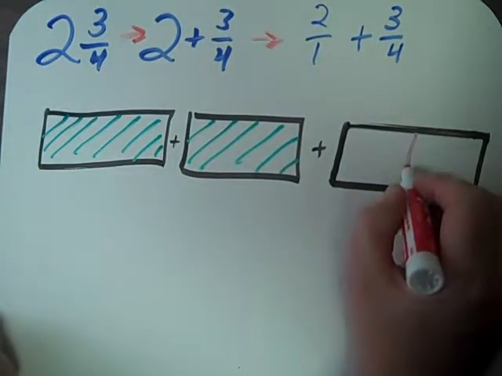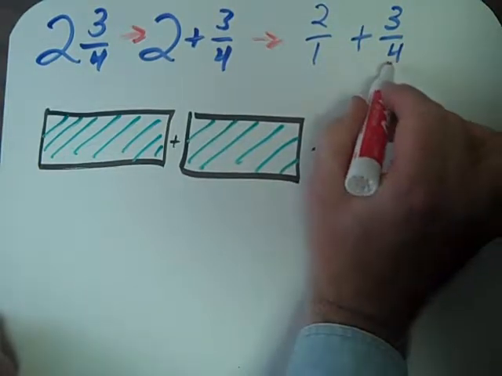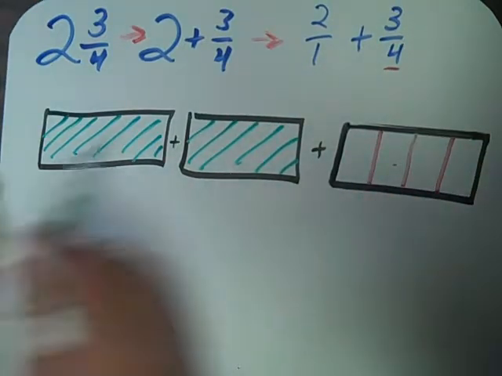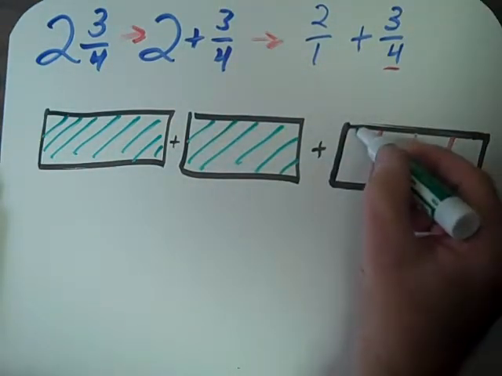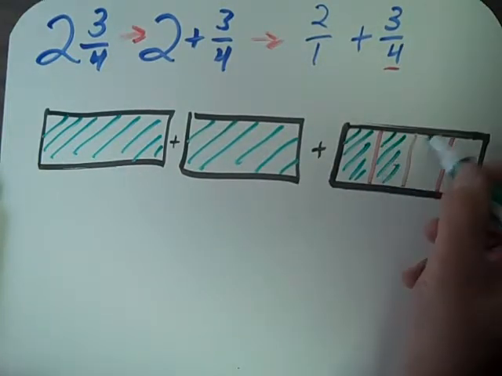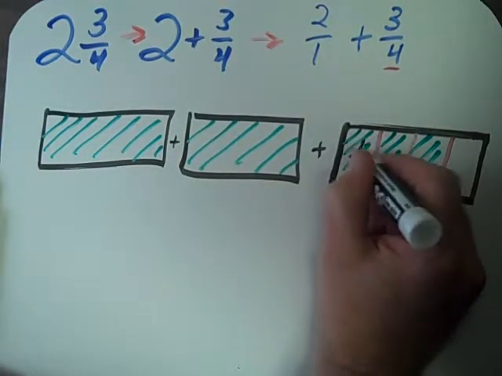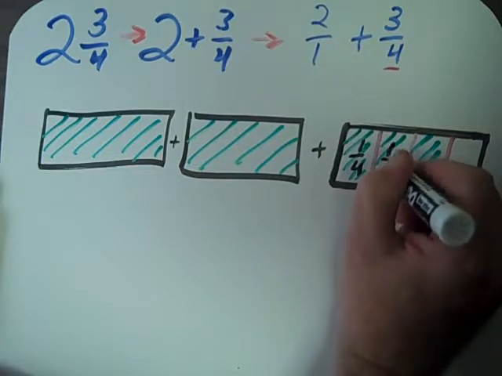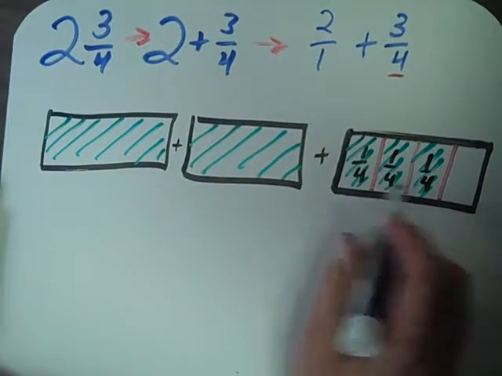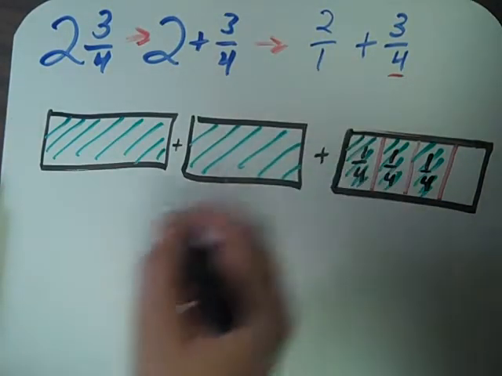We're going to break this up into 4 parts. 1, 2, 3, 4, because that's what this says. We're going to shade in 3 of those 4 parts. We're counting 3 of those 4 parts. 1, 2, 3 is what we're counting. So 1/4, 1/4, and 1/4, that's 3/4. So let's go ahead and put these down here.